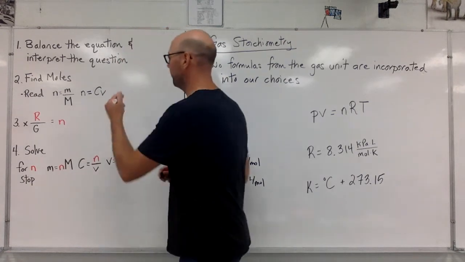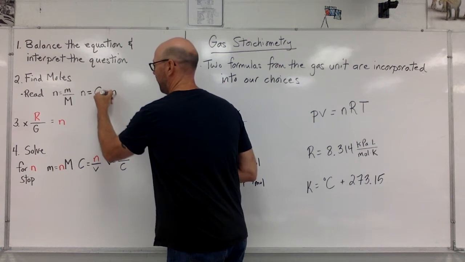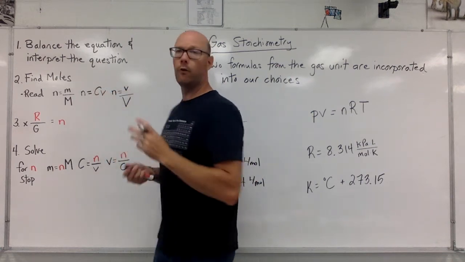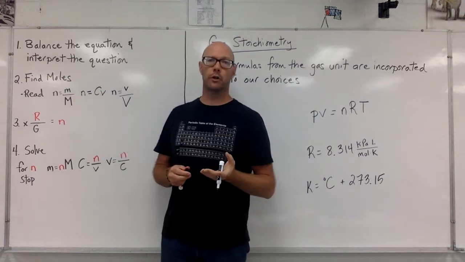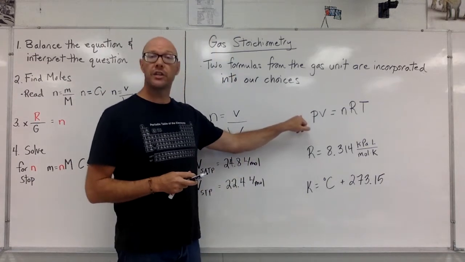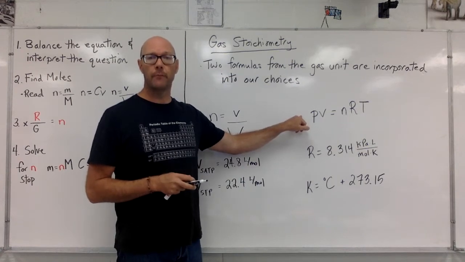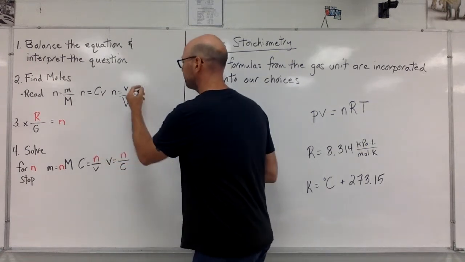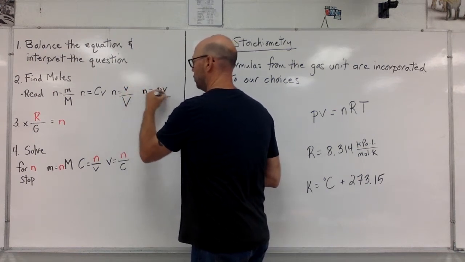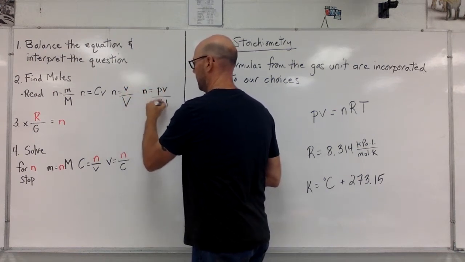We might be finding moles by doing Avogadro's law. Volume divided by molar volume. That's a way to find moles. Finally, we can use the ideal gas law to find moles, where n is pressure times volume over RT.